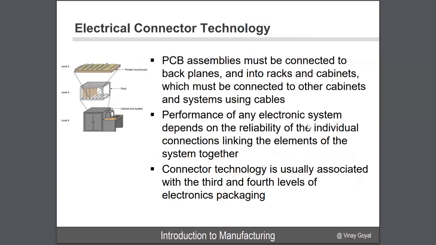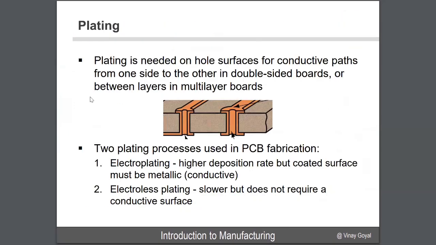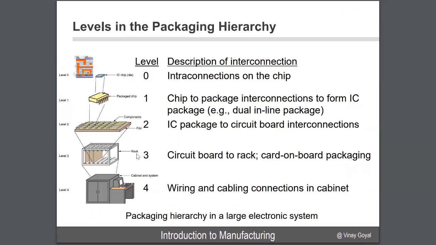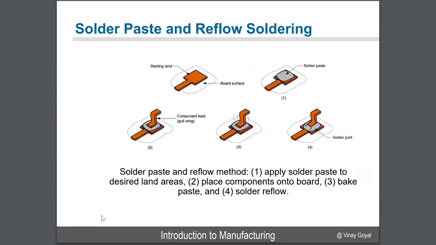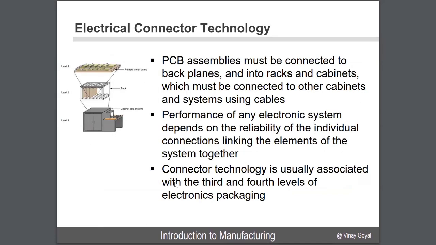So now I'm going to start bringing this printed circuit board to the back planes, into the racks and cabinets. And really the performance of any electronic system depends on how I'm able to link these things together. So when I talk about connector technology, I'm looking at the third and fourth levels of electronic packaging. Going back to the list that we had shown, we're talking about number 3 and 4 now. So the circuit board on the rack and then the wiring and cabling connections. So hopefully that's making sense to you all. So these are very important steps here.